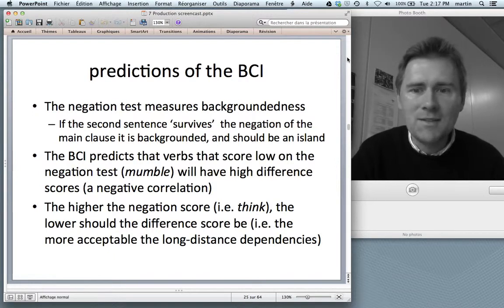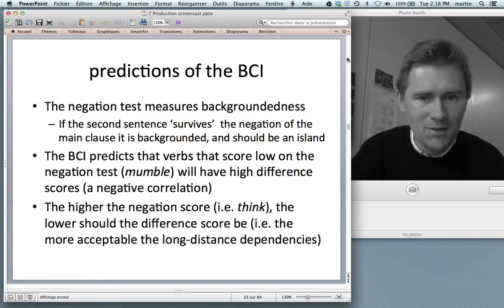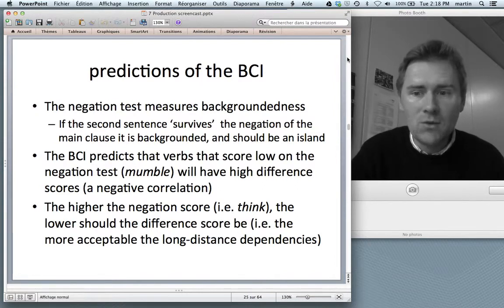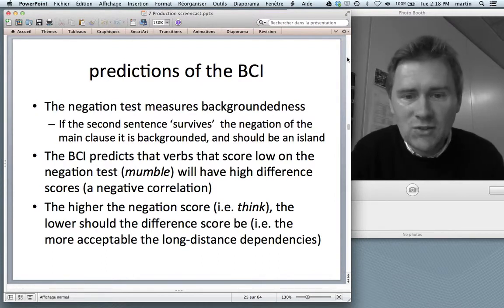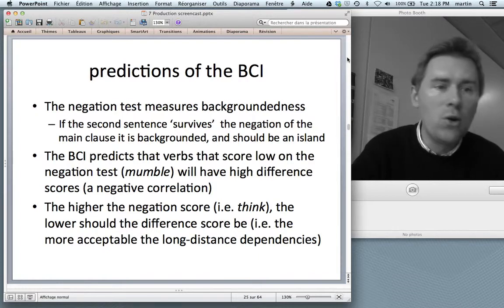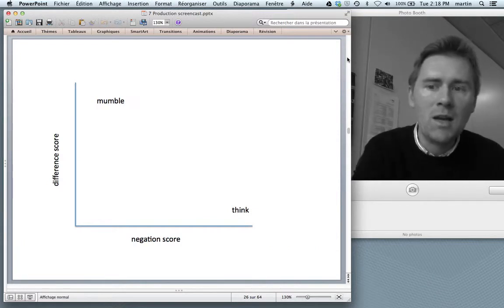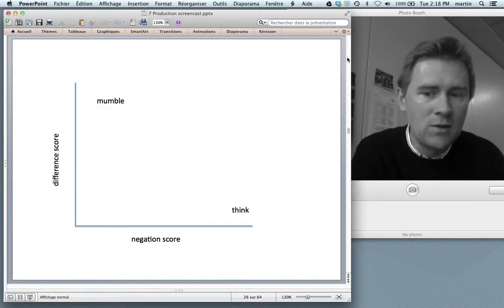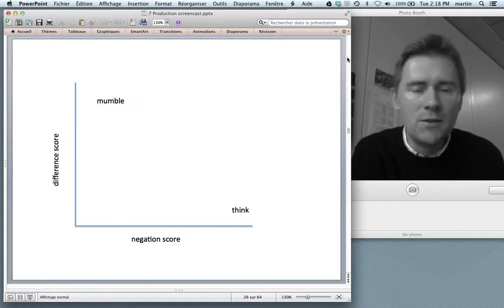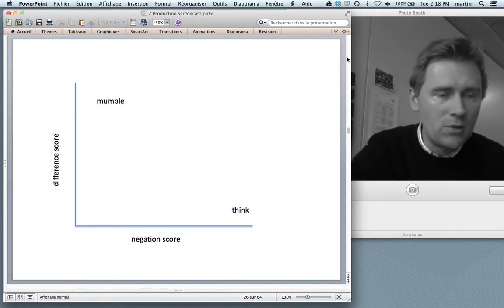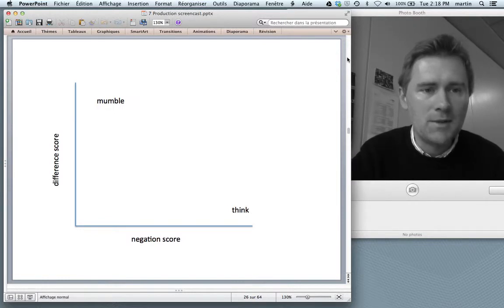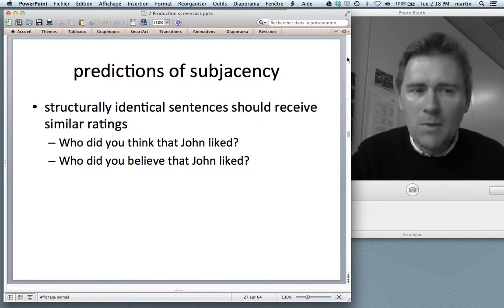The BCI predicts that verbs that score low on the negation test, like mumble, will have a high difference score, so that the questions will be a lot worse than the declaratives. And so there should be a negative correlation between these two tests, the difference score and the negation test. The higher the negation score, and think has a high negation score, the lower the difference score should be, so the more acceptable the long distance dependencies. Now, did people find that? This is what is expected. Mumble having a high difference score and a low negation score. Think having a high negation score but a low difference score. And Ambridge and Goldberg did this not only for two verbs, but for a whole lot of complement-taking verbs. We'll come back to this, keep this in mind.